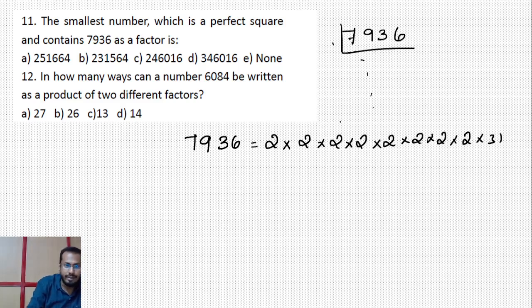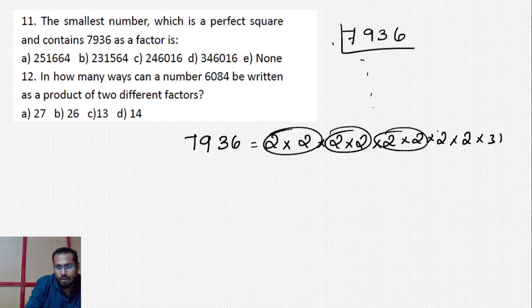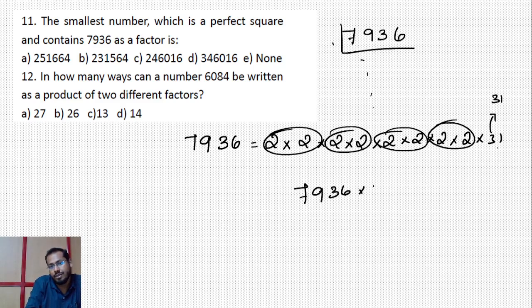So here, look at this. For a perfect square, I can make all the 2's a perfect square, and for this 31 I need one more 31. If I multiply the number with 31, I will get the answer. So already I told you, into 31. What is the answer for this number?